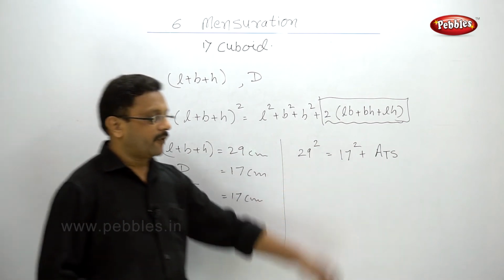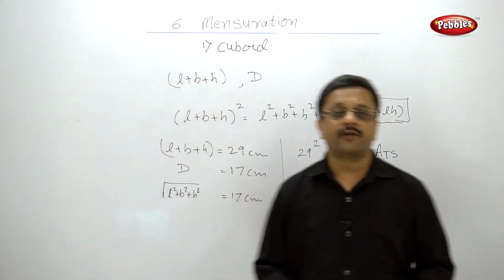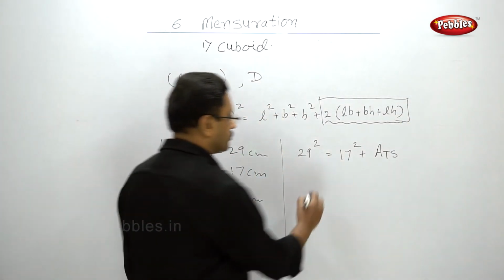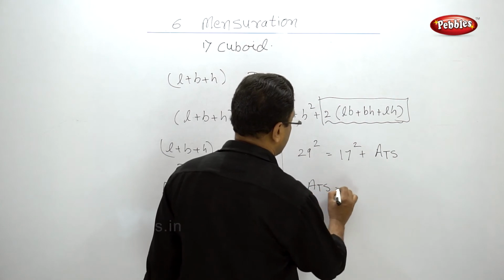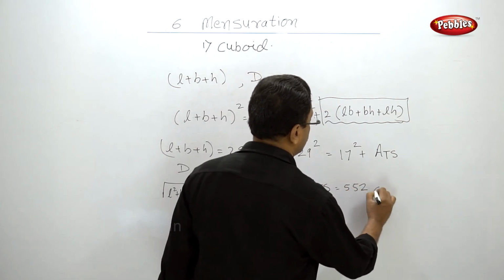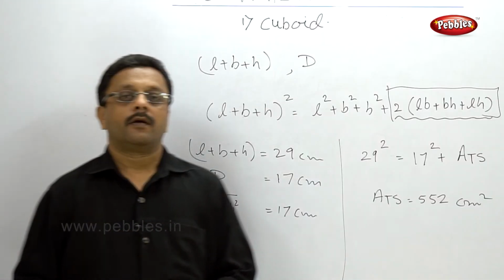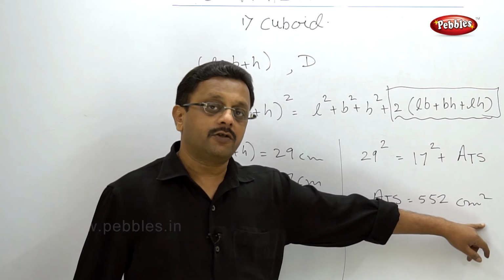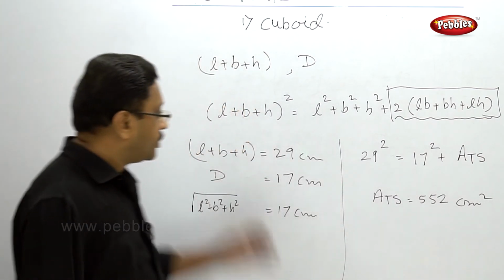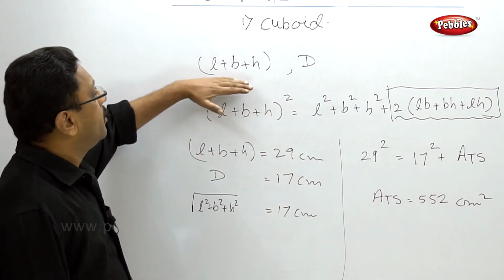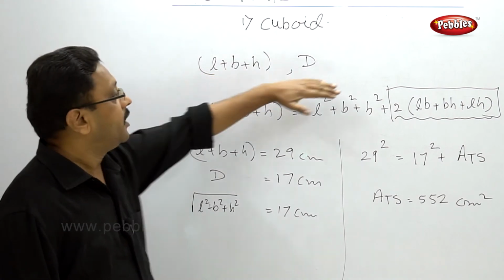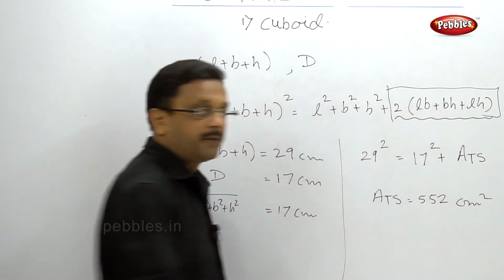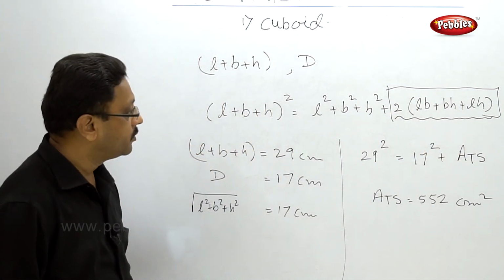Pause your video and find out what is the total surface area. This is sheer mathematics again. Please pause your video. The answer is total surface area is 552 centimeter square. Please check your answers. You have to write centimeter square, otherwise your answer is wrong. So this is how such problems are solved. When the sum of all the lengths is given and the diagonal of the cuboid is given, you have to make use of this formula. Please take down this formula, write it in your book.